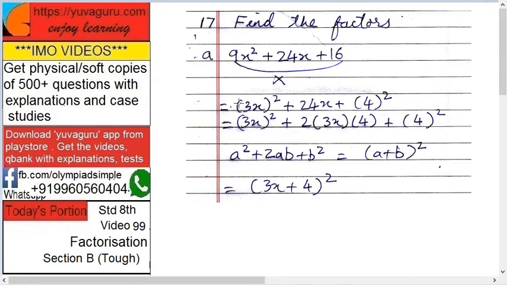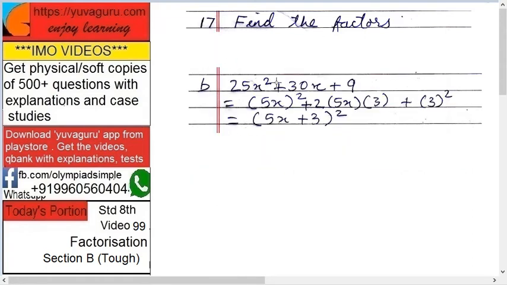Let's try. So 3x plus 4 the whole square plus 24x plus 4 square. So try to make 24 in terms of 3x and 4. So what will it be? (3x) square plus 2 into 3x into 4 plus 4 square, right? 4 3 is 12, 2 is 24. Same answer. But what is it now? A square plus 2ab plus b square, that is a plus b the whole square. Therefore the answer is 3x plus 4 the whole square. The factors are this only, 2 times this factor, 3x plus 4 into 3x plus 4.